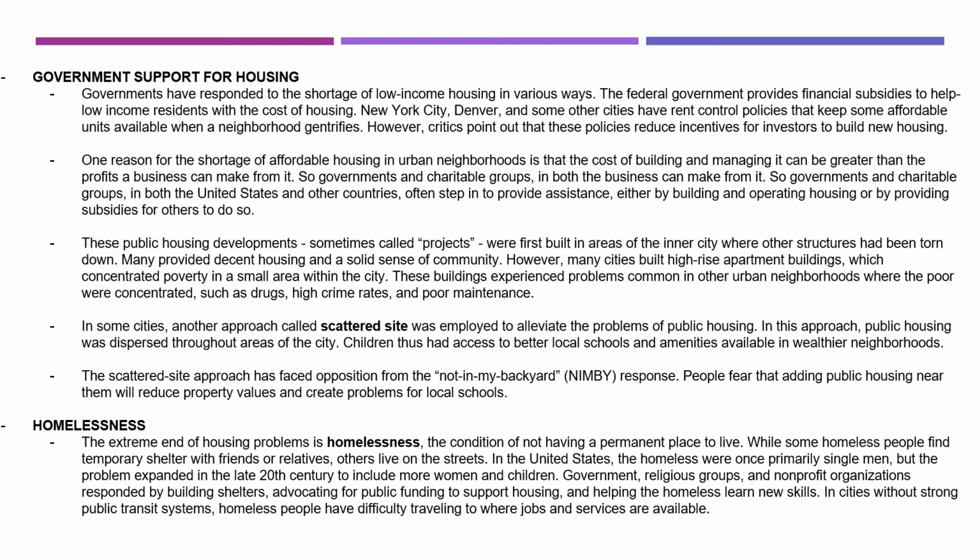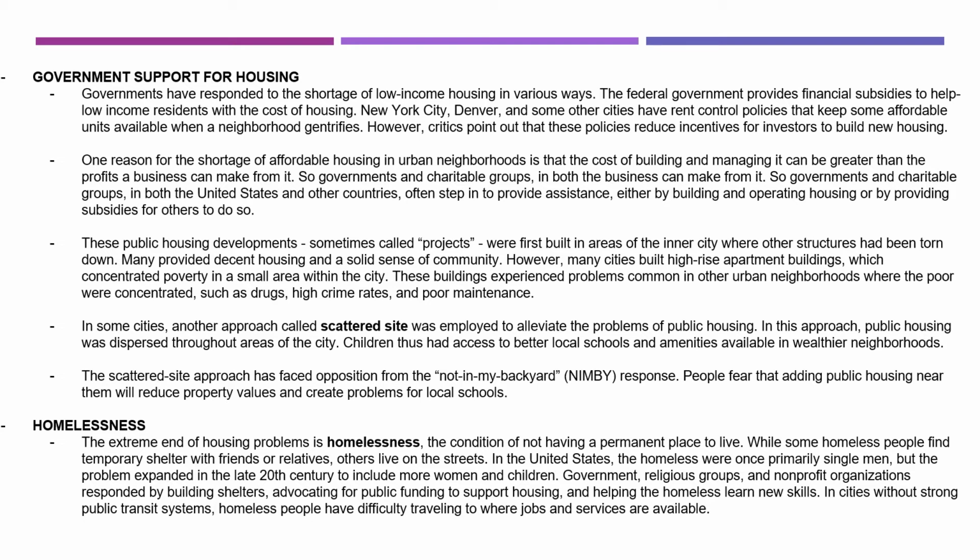Next up, homelessness. The extreme end of housing problems is homelessness, the condition of not having a permanent place to live. While some homeless people find temporary shelter with friends or relatives, others live on the streets. In the United States, the homeless were once primarily single men, but the problem expanded in the late 20th century to include more women and children. Government, religious groups, and nonprofit organizations responded by building shelters, advocating for public funding to support housing, and helping the homeless learn new skills. In cities without strong public transit systems, homeless people have difficulty traveling to where jobs and services are available.